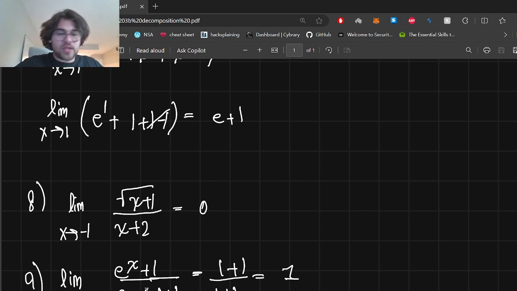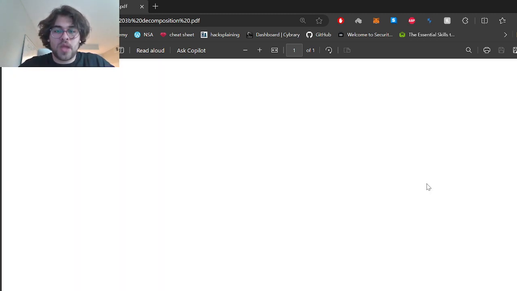The ninth question is the limit as x approaches 0 of e to the x plus 1 over cosine of x plus 1. I also use direct substitution, because if I plug 0 into the cosine of 0 plus 1, it does not equal 0. So I can use direct substitution. So it's e to the 0, which is 1, plus 1, over cosine of 0, which is 1, plus 1. So it's 2 over 2, which equals 1.